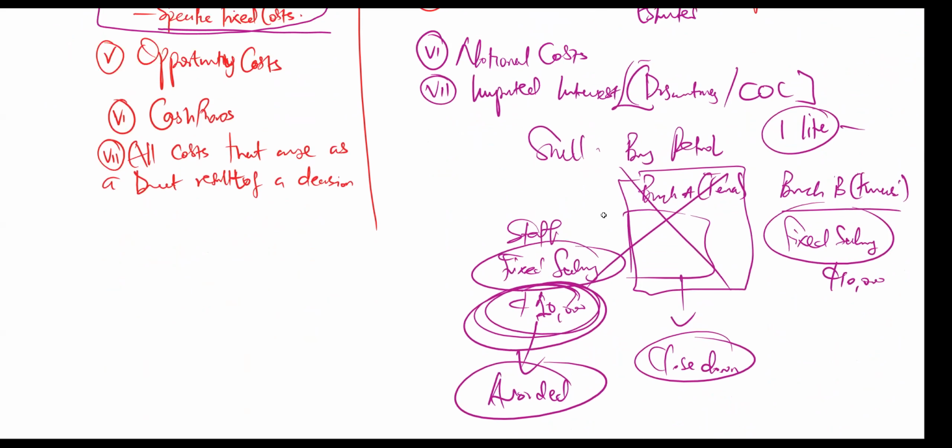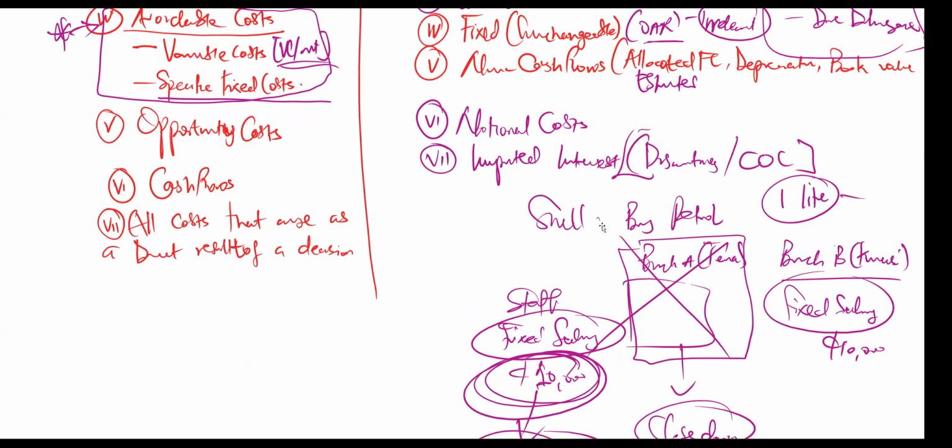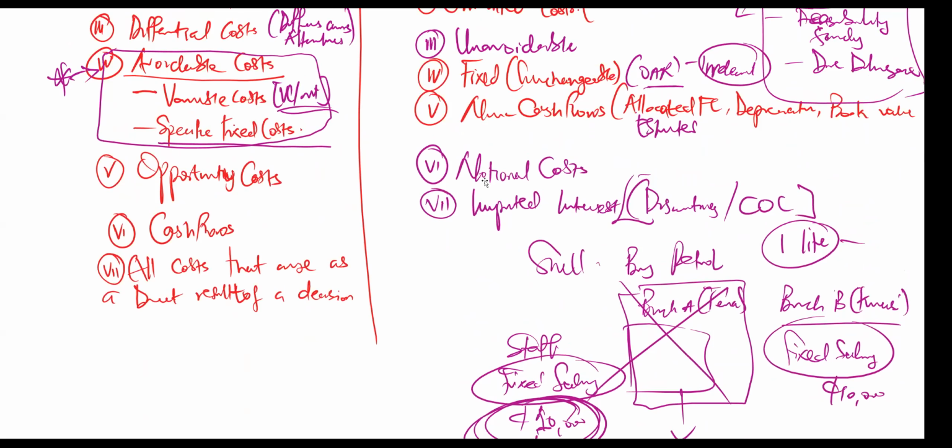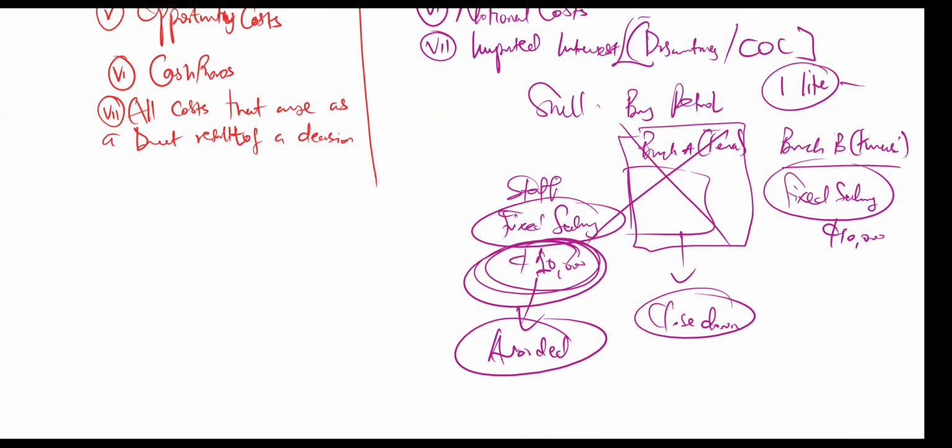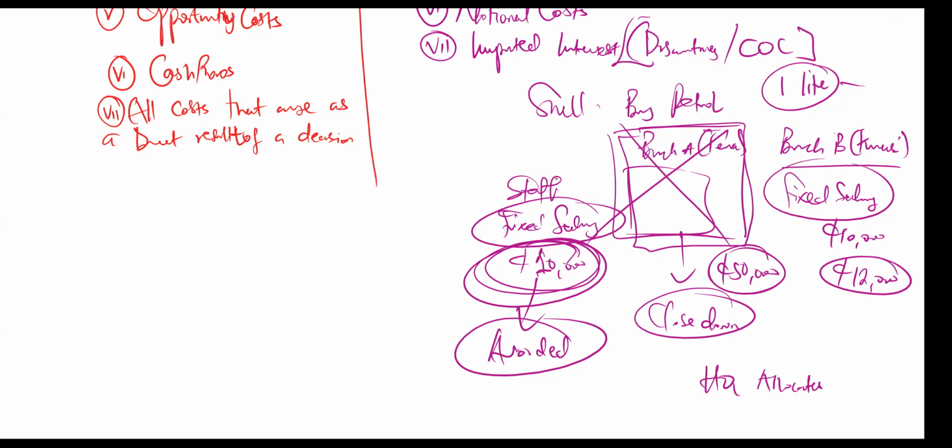So project-specific or division-specific fixed costs are relevant costs because they are avoidable. However, what if the headquarters allocates electricity to division A of 50,000 and electricity to division B of 12,000? My question is, if we shut down this division, are we still going to incur this 50,000, or we won't incur it again?